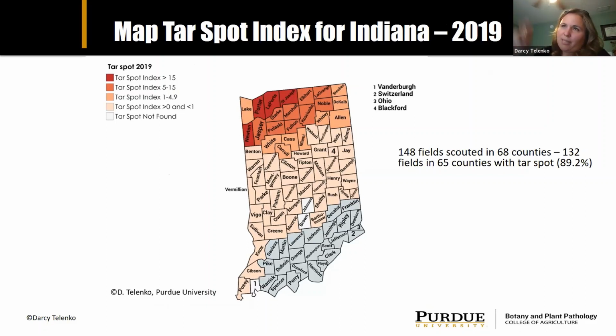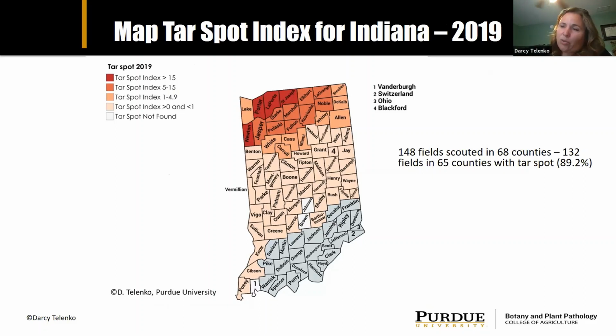That northern part of the state is where we had significant infection. Ear leaf and above was greater than 5%, up to 15%. We were still seeing the blighting and the yield losses there in Lake, Porter, LaPorte, St. Joe, and Elkhart counties, where we continue to see yield losses in 2019.